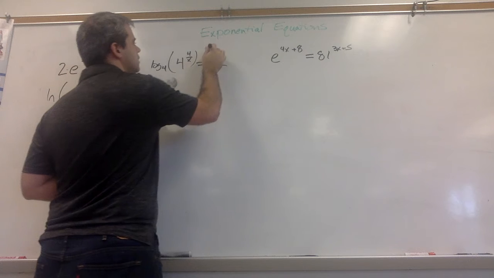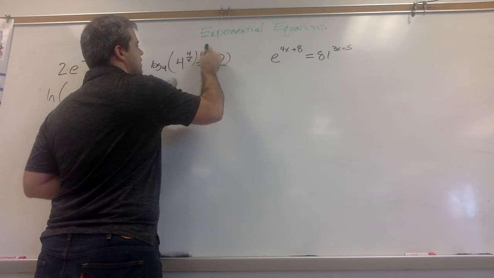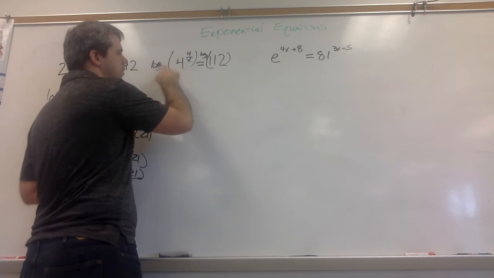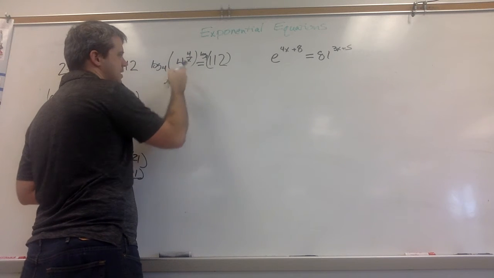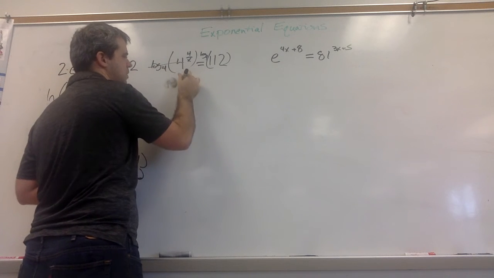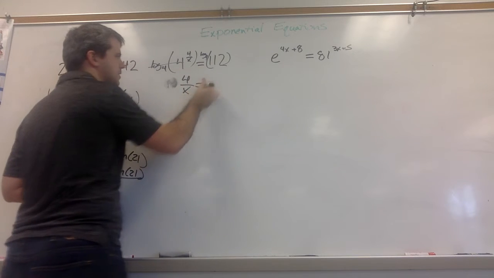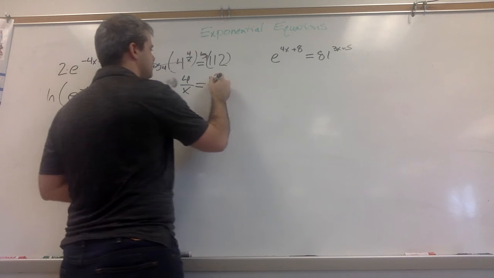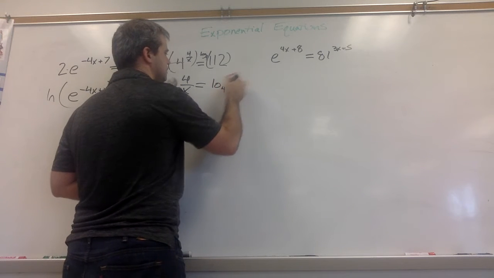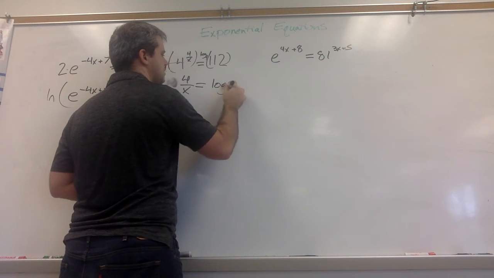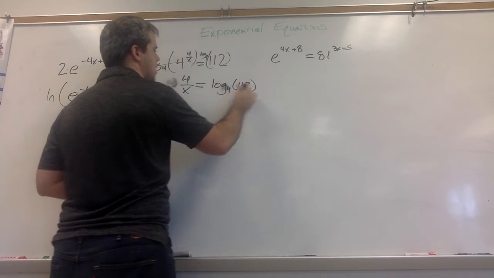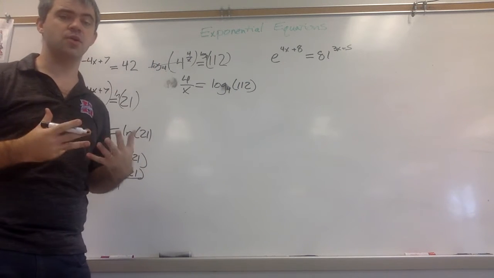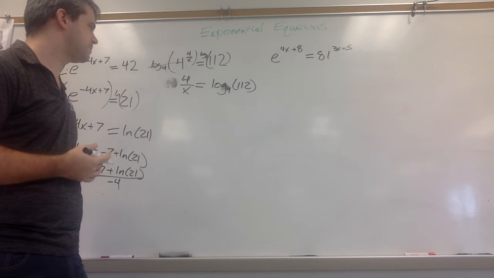Log base 4, log base 4. When you take a logarithm of base 4 and you have an exponential that's base 4, that cancels out. You get 4 over x. This is just us hitting the undo button on that exponential. Log base 4 of 112. Again, I just did the base 4 logarithm of both sides.